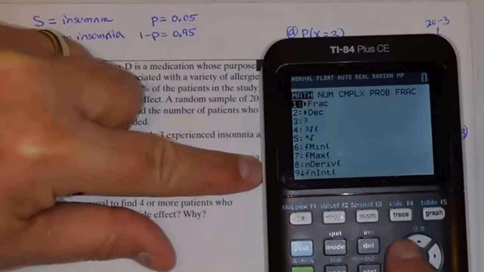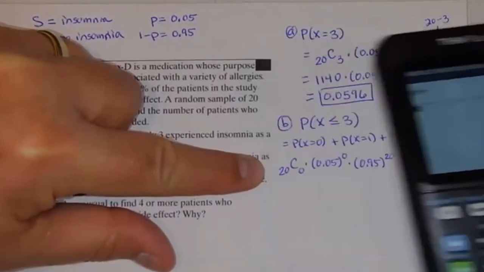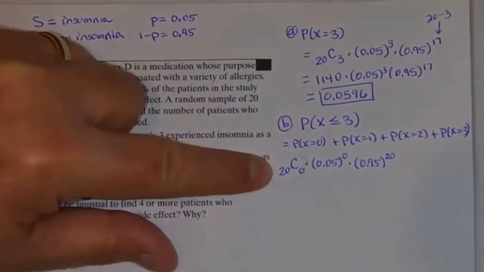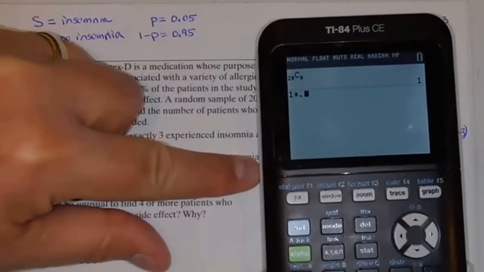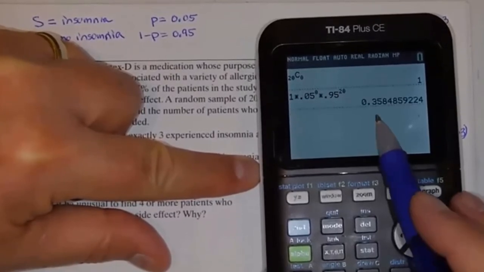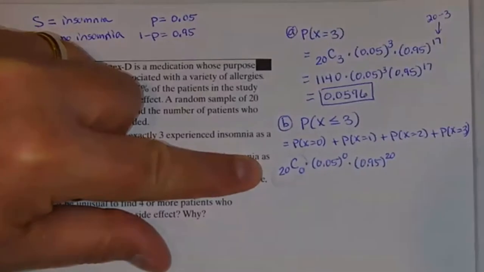Now, if I do 20 choose 0, that's 1. So this right here is 1, okay? So I have 1 times 0.05 raised to the 0 power times 0.95 raised to the 20 power. And that is 0.3585 if I round to 4 places.